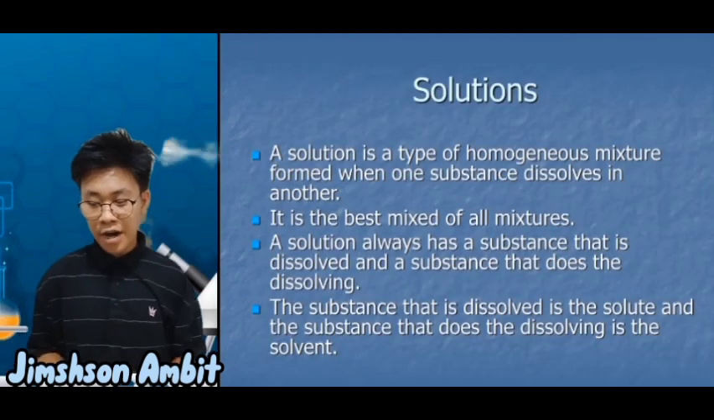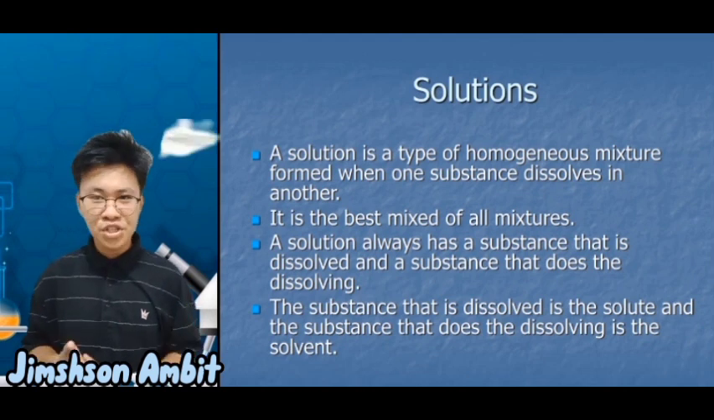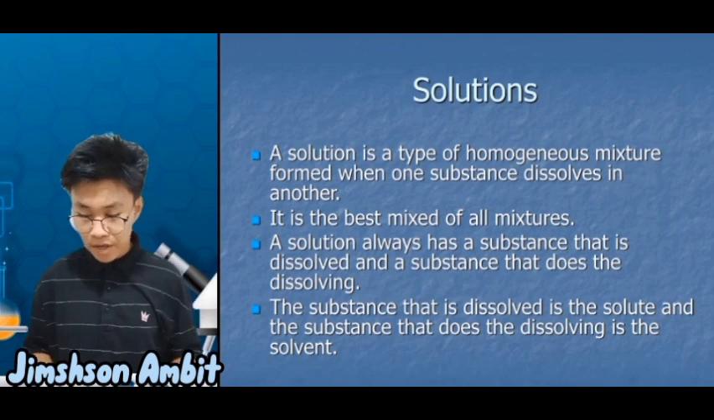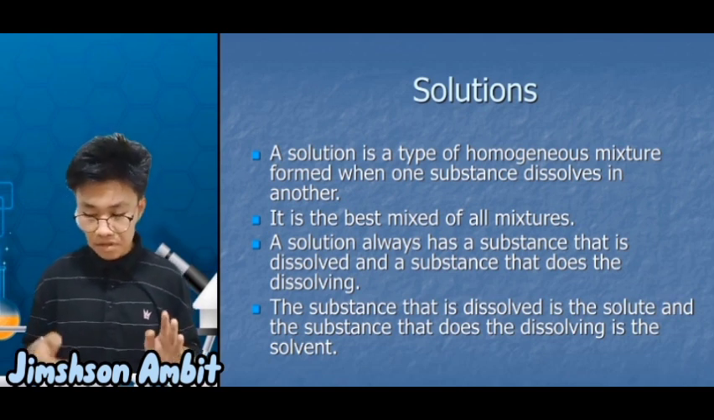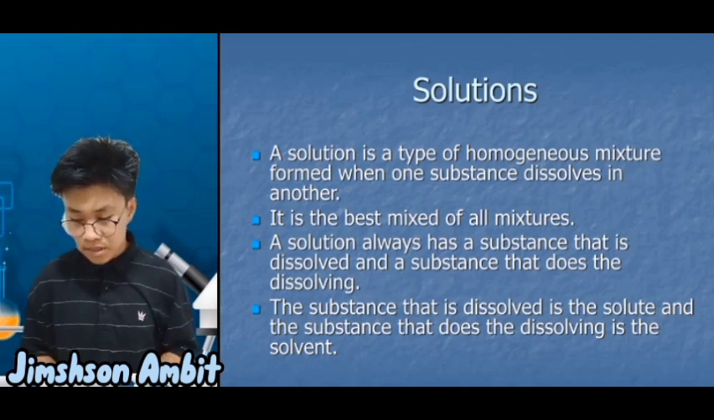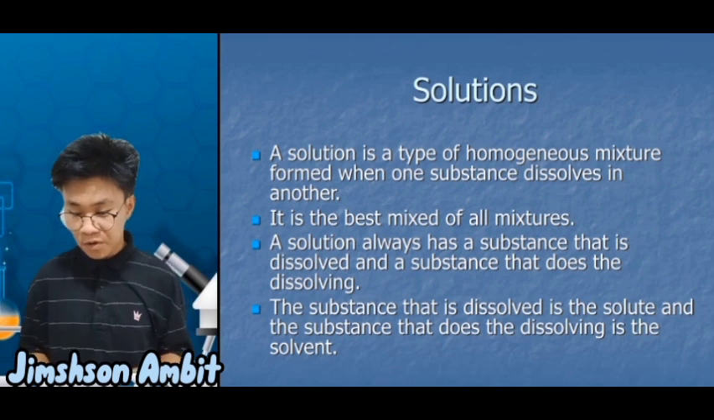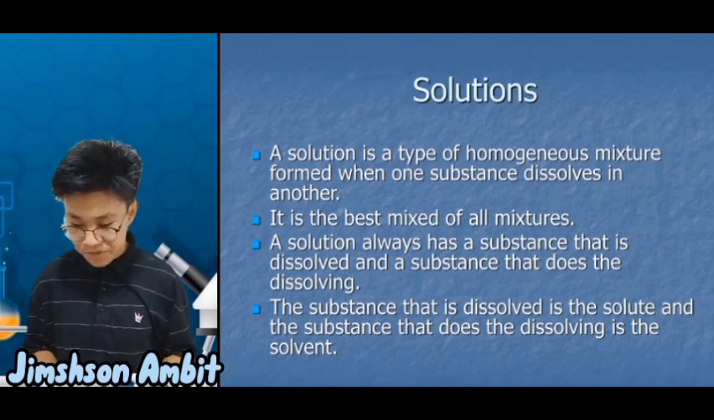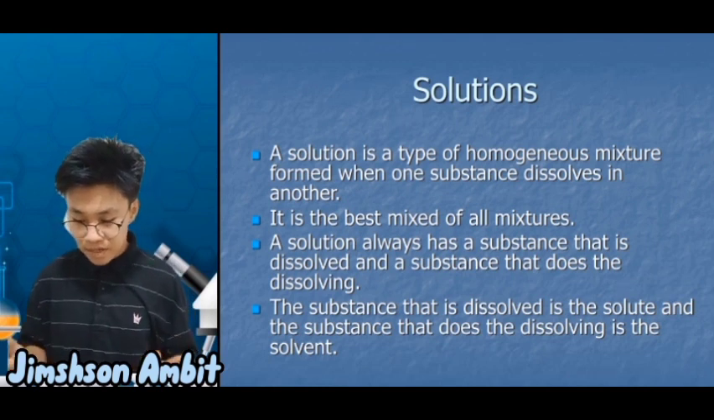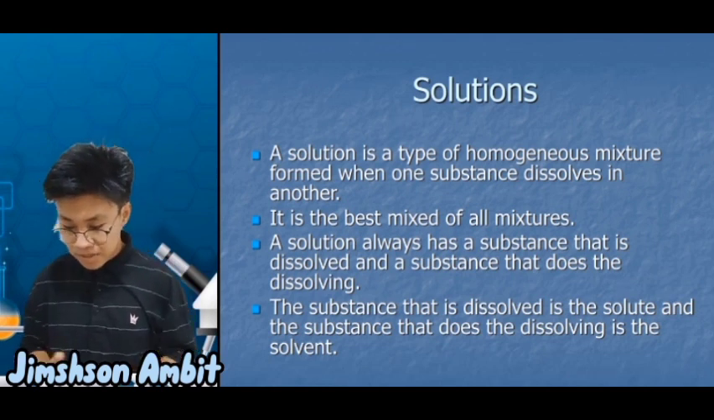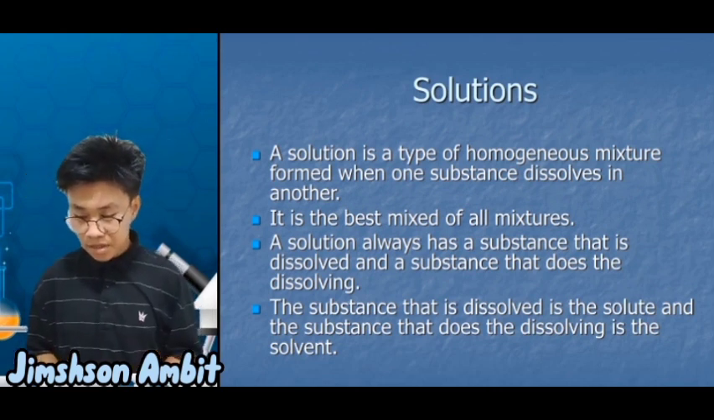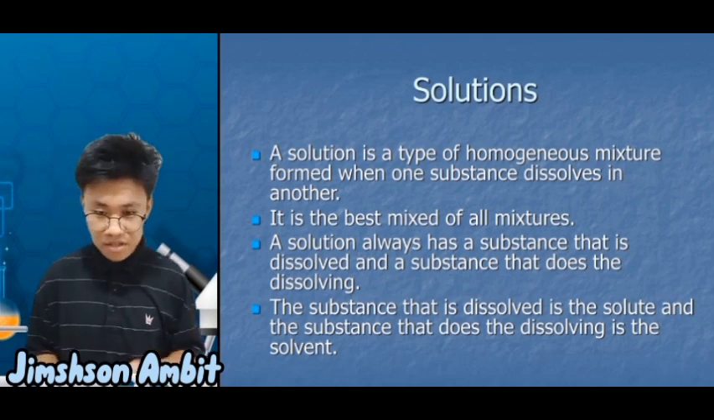Now let's talk about solution. A solution is a type of homogeneous mixture formed when one substance dissolves in another. It is the most complete mix of all mixtures. The substance that is dissolved is the solute, and the substance that does the dissolving is the solvent.